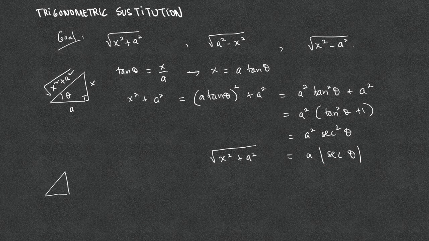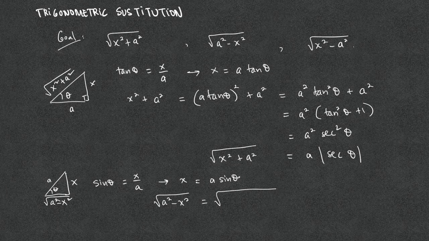Consider another right triangle whose side is x and the hypotenuse is a. The missing side is the square root of a squared minus x squared. Sine of theta is x over a, and so x is a times sine theta. The square root of a squared minus x squared is now the square root of a squared minus (a sine theta) squared, and this can be simplified to a times the absolute value of cosine of theta.